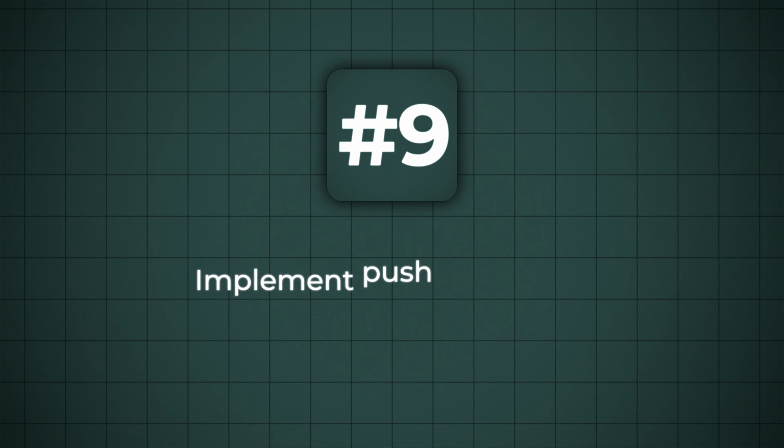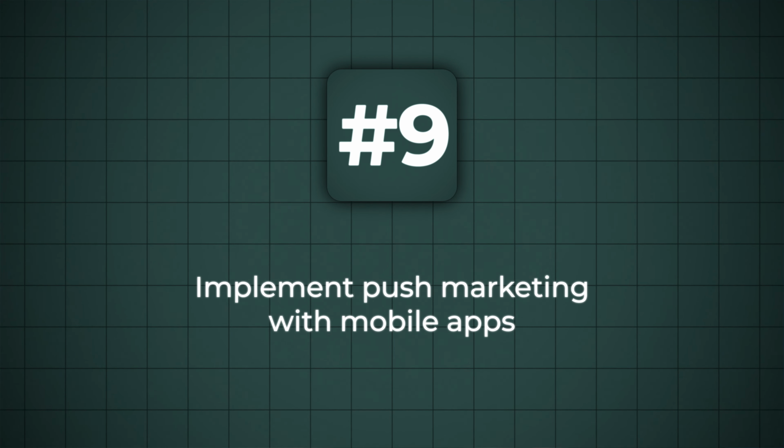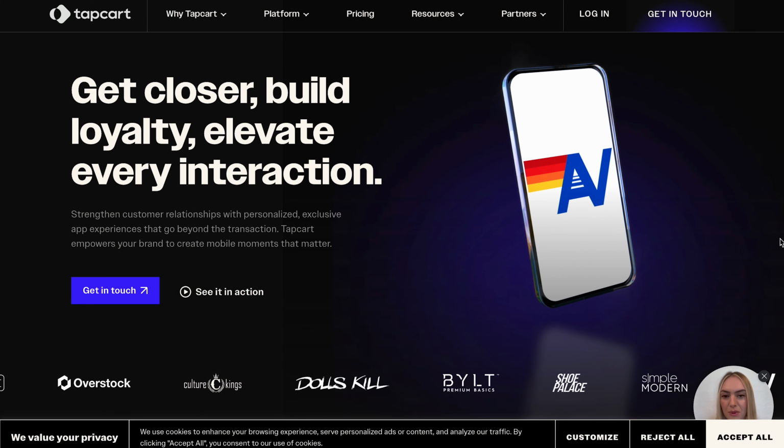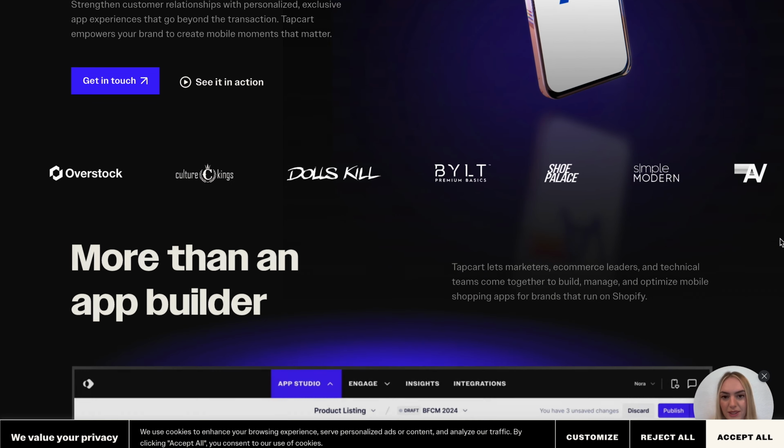Step 9 is implement push marketing with mobile apps. Push notifications are gaining momentum in 2025, and Klaviyo integrates seamlessly with tools like TapCart to create push marketing programs. Set up automated push flows that mirror what's happening on email and SMS to drive even more revenue.